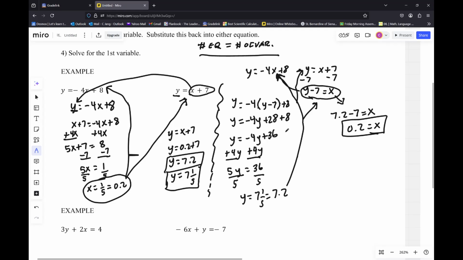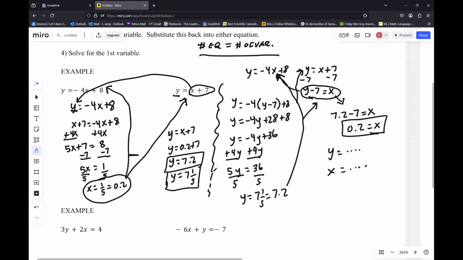You can plug in for whatever you want to, but sometimes it is easier to solve for one of the variables. So do the thing that makes it easier. What are we looking for? We are looking for a situation where y is equal to something. Then yeah, use that, or x is equal to something. So in this case, we have y is equal to something. It makes it a lot easier.